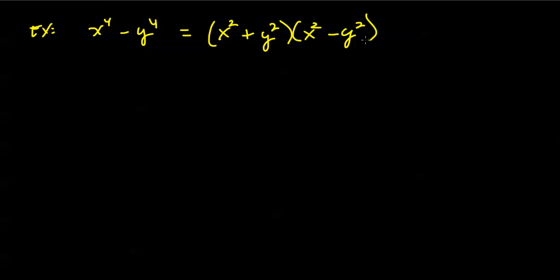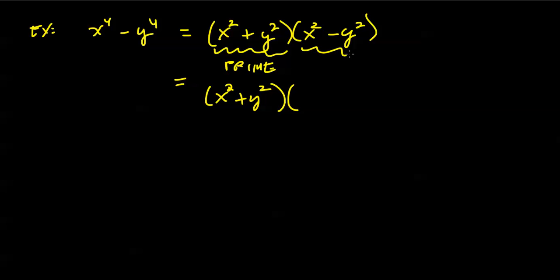Try another one. X to the fourth minus y to the fourth. Again, I can view any even power as a second power of something. Alright, so I claim this factors as x squared plus y squared times x squared minus y squared according to my difference of squares pattern. Again, the sum of squares is prime, but you must carry it down as an element of your final answer.